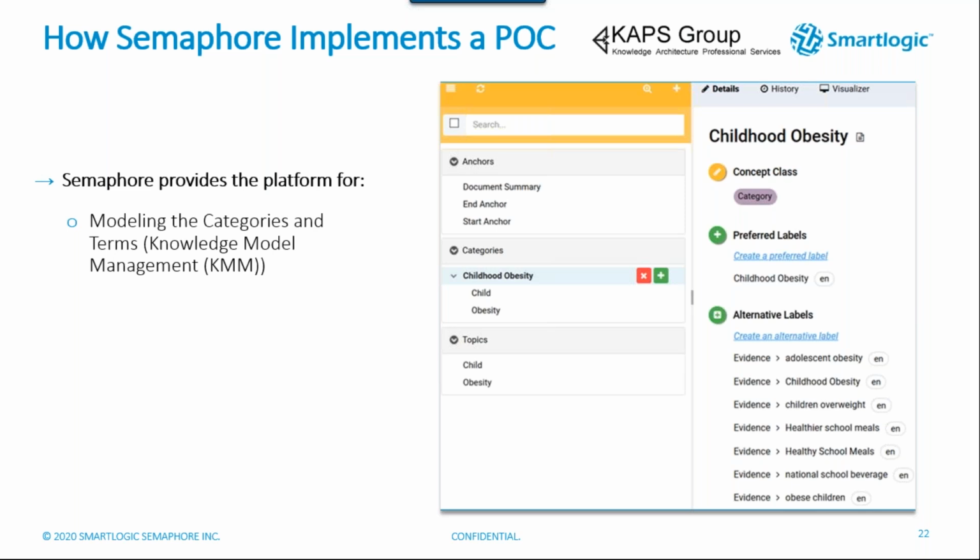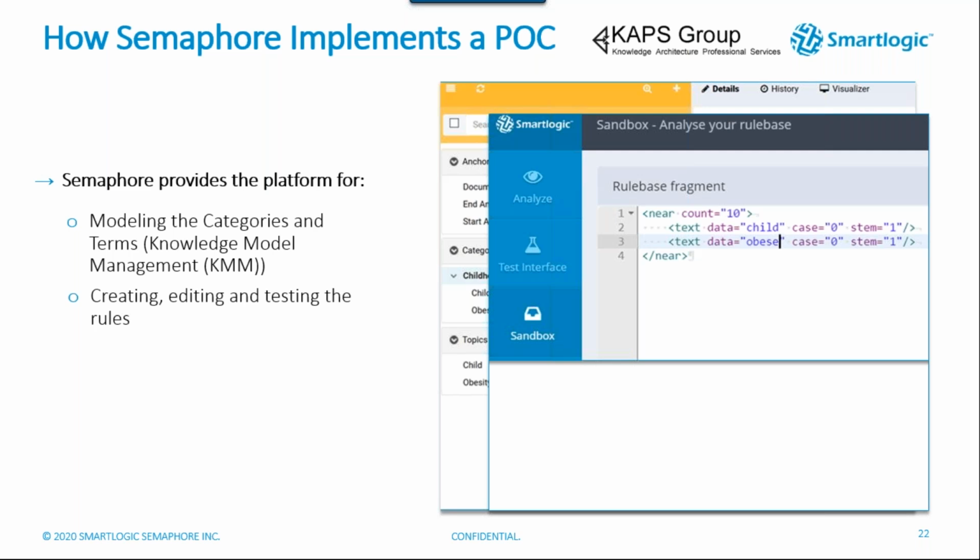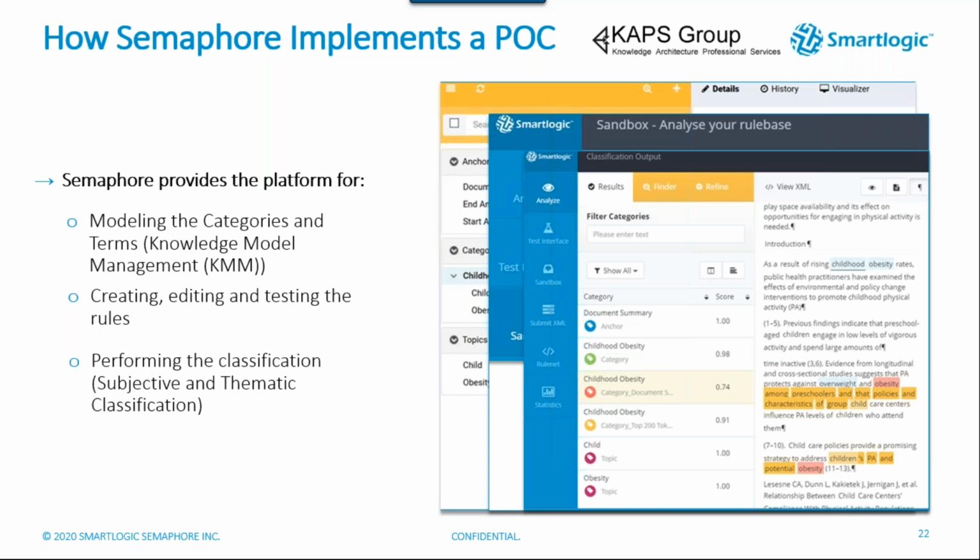Specifically, I'll walk through how we support the KAPS Group's POCs. First of all, Semaphore provides the platform for modeling the categories that Tom was talking about. We do this in our tool called Knowledge Model Management. The second bit is providing the platform for creating, editing, and testing the rules that are then used to classify the content. And the third bit is actually performing the auto classification.